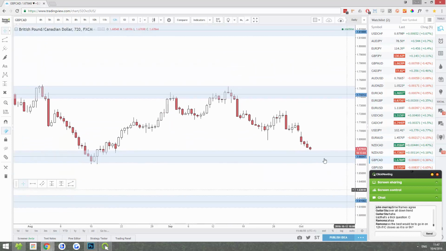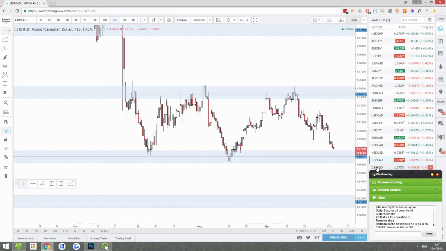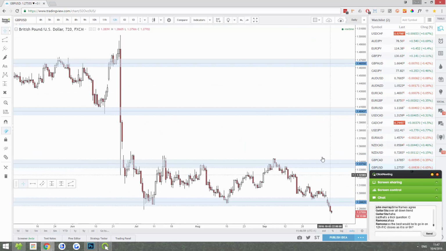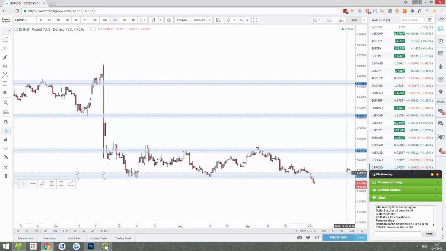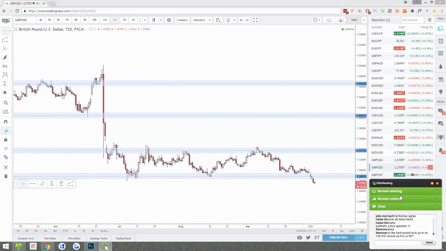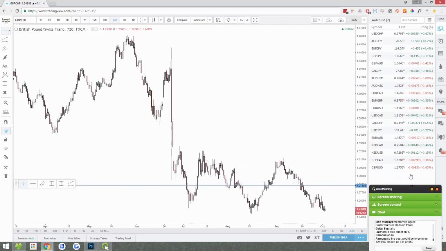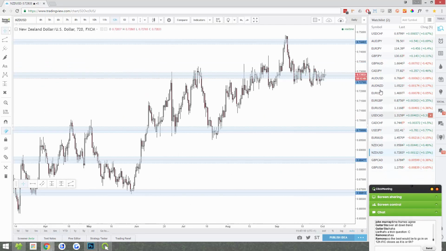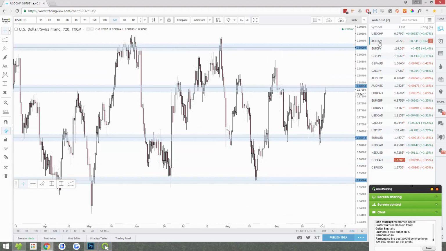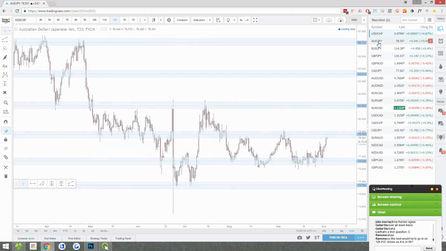GBP CAD, let's take a look at this real quickly. Yeah, no, can't be bothered. GBP USD, we already looked at. We pushed that down to the bottom. We got GBP CHF. I don't even know why that's there. Bye-bye. All right, so USD CHF and AUD JPY.